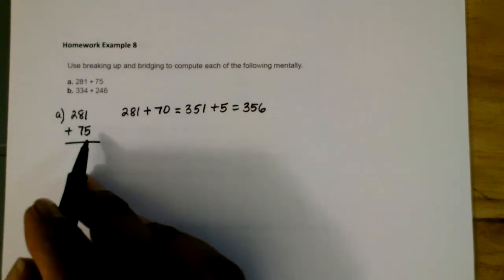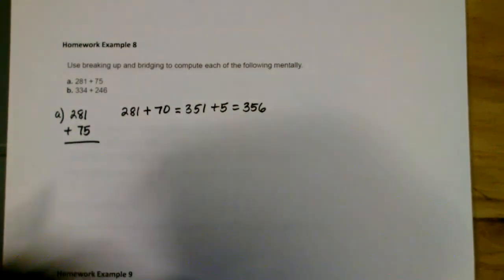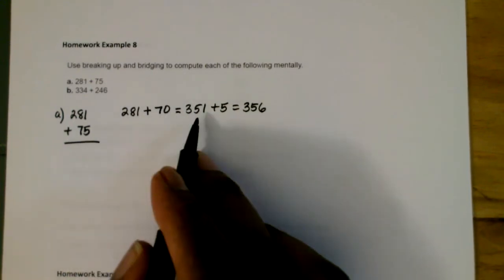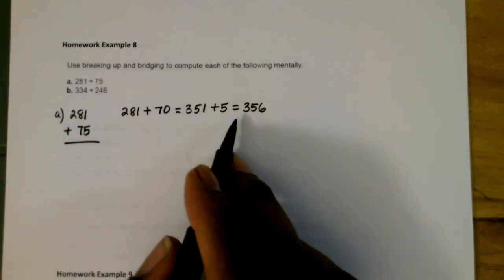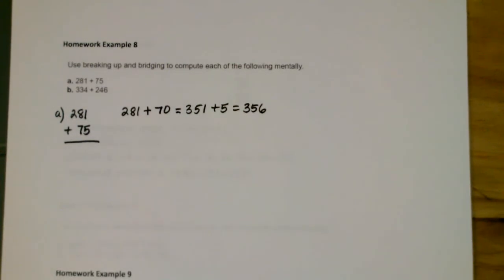So yeah, just break up the 75. It's like 70 plus 5. Add 281 to the 70, that'd be 351. Add the 351 to the 5, you'll get 356.